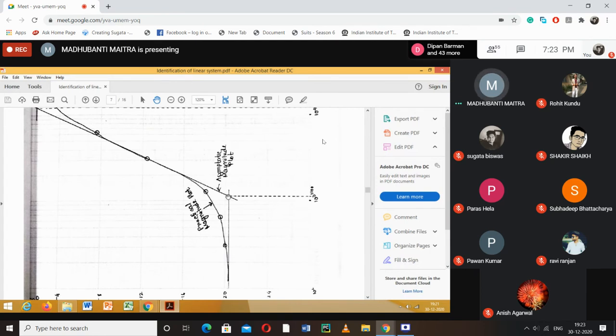So at this point, there is a change in slope. And what is the slope? This is plus 20 dB per decade. So that means in the system, at this particular frequency, there is a zero here.